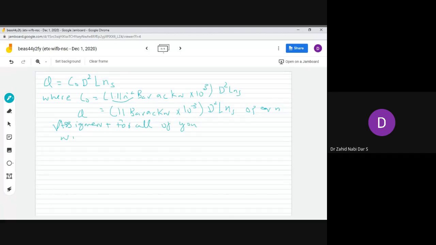Write this equation in terms of peripheral speed, in terms of peripheral velocity. So now let's do one simple problem and get our better understanding.